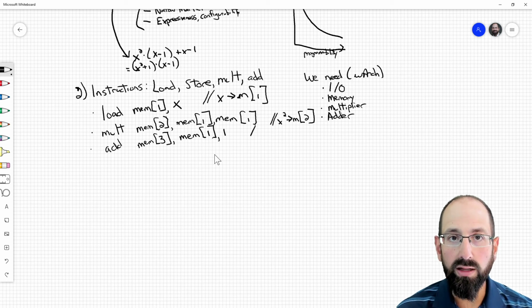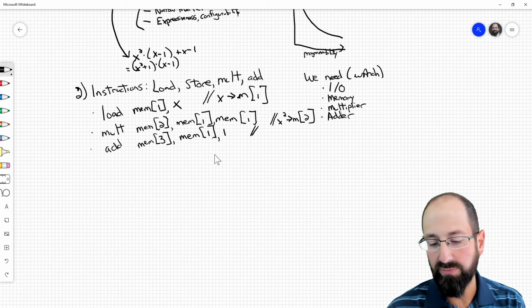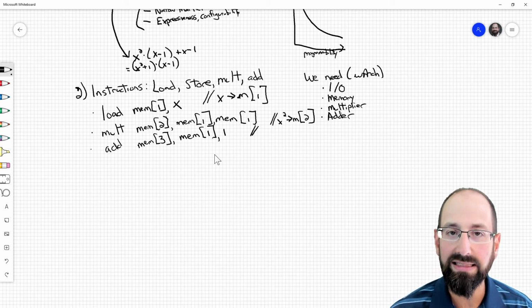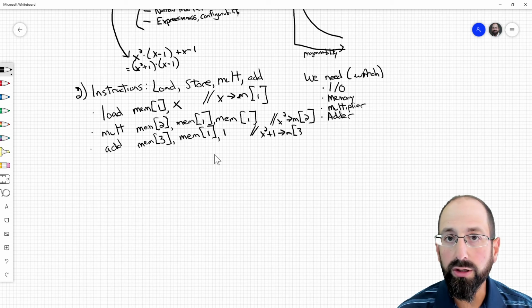And you may be saying, well, does the ISA that we've designed allow us to add 1 to a memory value? Well, it's got to. We need to have a way to add constants to get this to work. Lots of caveats are possible here.